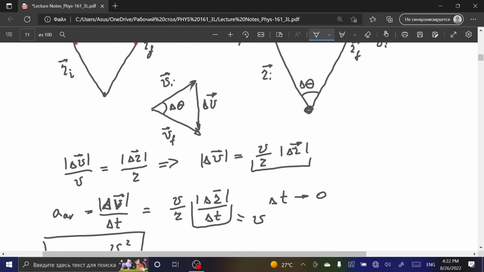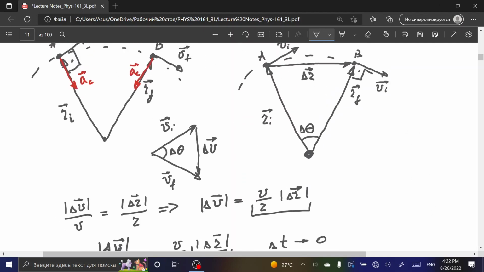Also, if we take a closer look at this triangle with initial and final linear velocity vectors, when delta t approaches 0, delta theta also approaches 0, and the final linear velocity vector will be very close to the initial linear velocity vector.